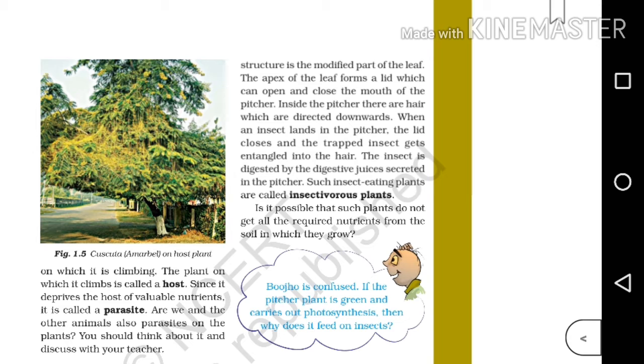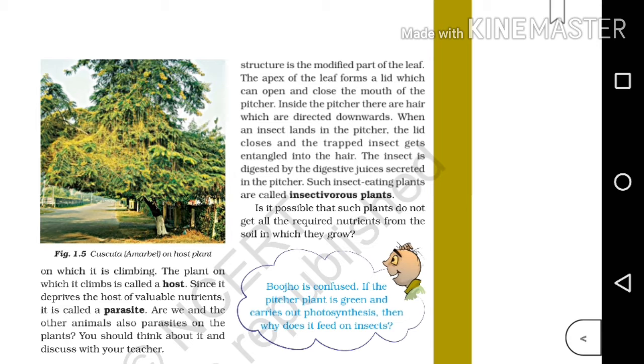So we have to write the answer like this. A pitcher plant is an insectivorous plant. It is having a pitcher-like structure. The modified part of the leaf forms this pitcher-like structure. And the apex of the leaf forms a lid. It can open and close. It is a movable lid.